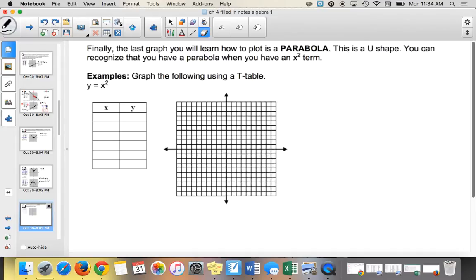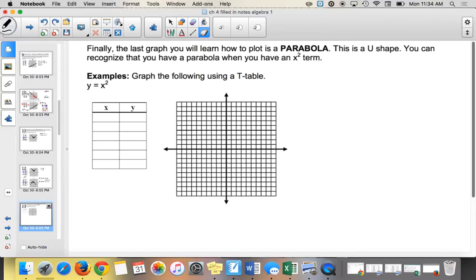All right, so you can recognize that you have a parabola when you have an x squared. So if you see an x squared in your problem, we are going to have parabolas, okay, in Algebra 1. All right, it doesn't mean every single equation has x squared. Like if you had x squared and y squared, it's actually a circle. But right now in Algebra 1, when we see an x squared, it's going to be a parabola.